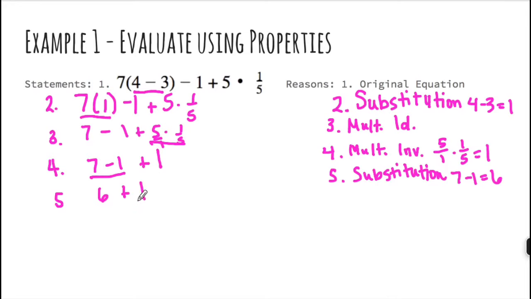Copy this down. And our final thing, we have 6 plus 1, and that is 7. So 6 plus 1 is 7. That didn't match any of our special properties, so this is substitution. So that's our final step for this problem.